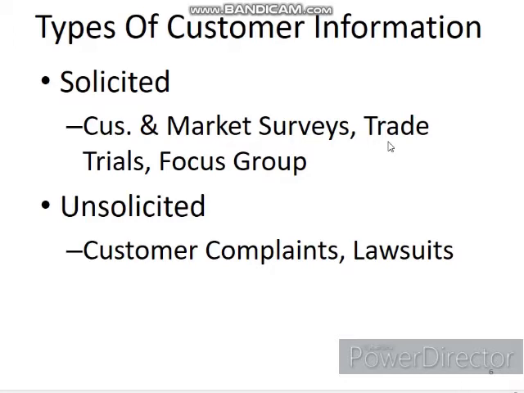There's also an unsolicited way of getting information about a particular product.